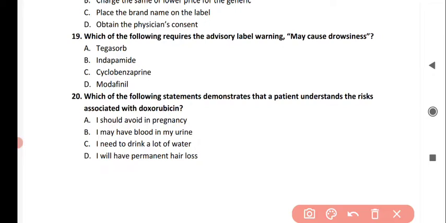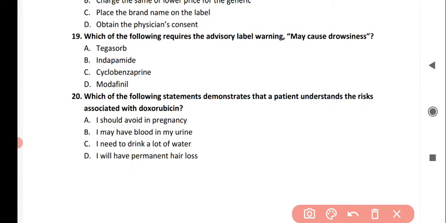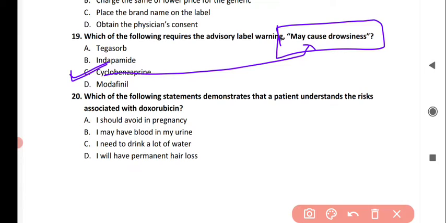The next question is, which of the following requires the advisory label warning may cause drowsiness? Among these four drugs, in which drug will we find the label having the warning may cause drowsiness? The cyclobenzaprine drug can cause drowsiness, so we will find this label on it. So option C will be correct for this question.